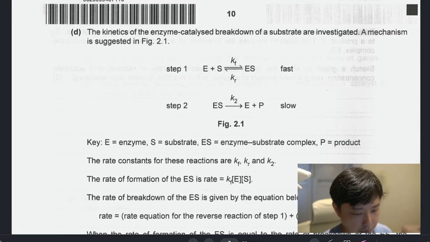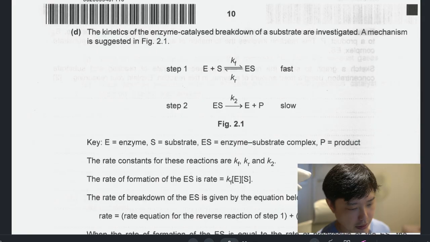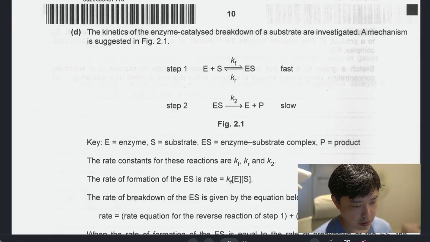Alright, let's look at part D of the question. Kinetics of an enzyme catalyzed breakdown of a substrate are investigated. A mechanism is suggested in figure 2.1. So you can see that there's two steps involved here. E refers to the enzyme, S refers to the substrate, ES is the complex, P is the product. Okay, so the slow step is actually step number 2.